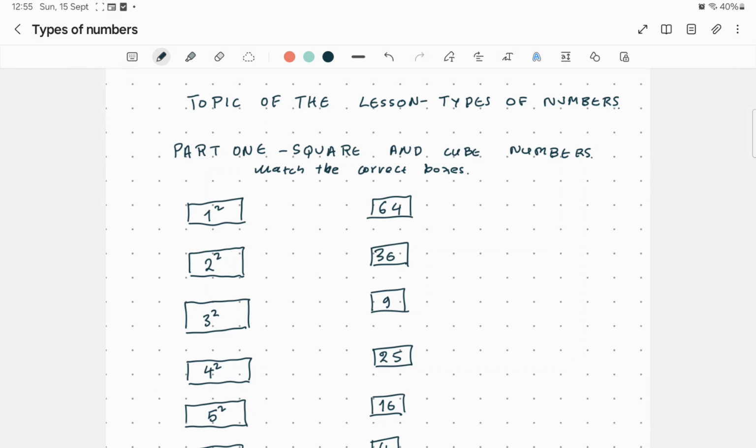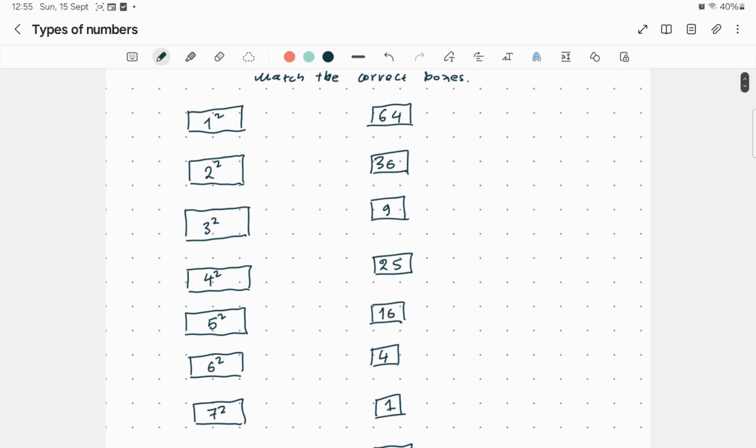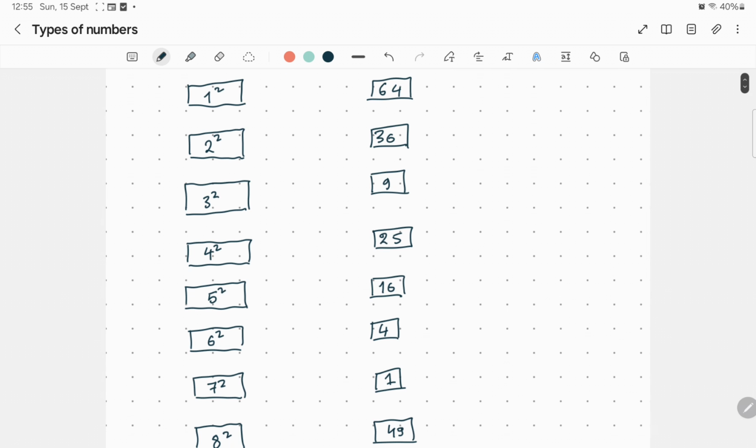In this video we are talking about types of numbers. The first part is square and cube numbers. We need to match the correct boxes. So a square number is a number that multiplies by itself.